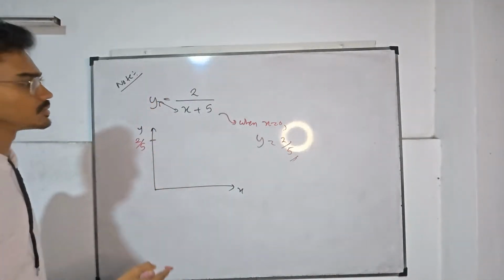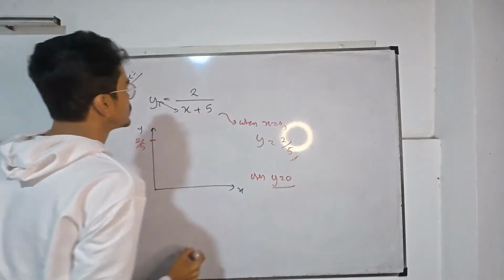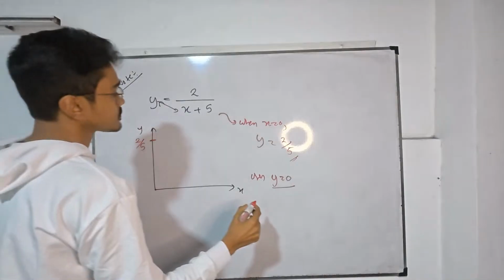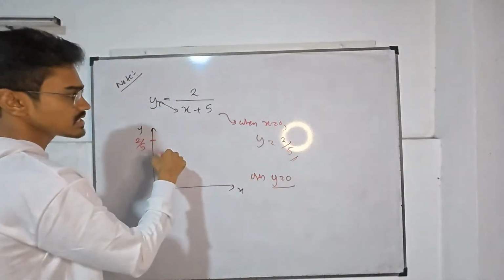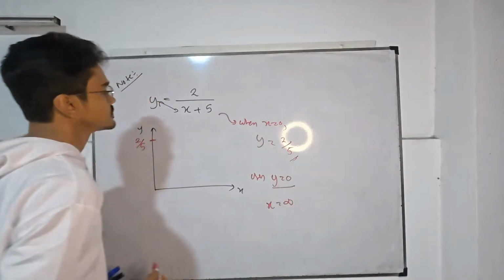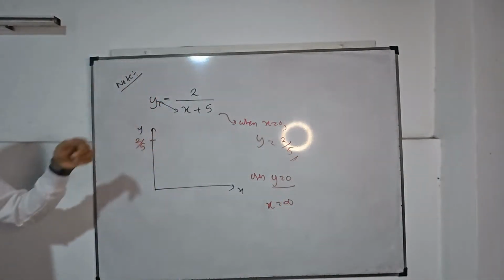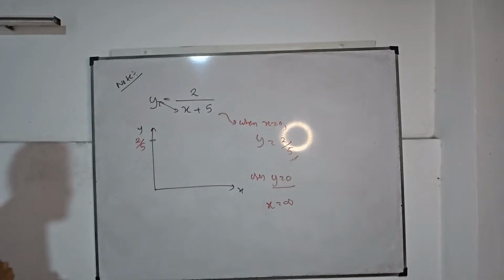And then make y 0. When y equals 0, 0 into anything is 0. So x is going to be infinity. When y becomes 0, x is going to be infinity. Right? The reason is this.